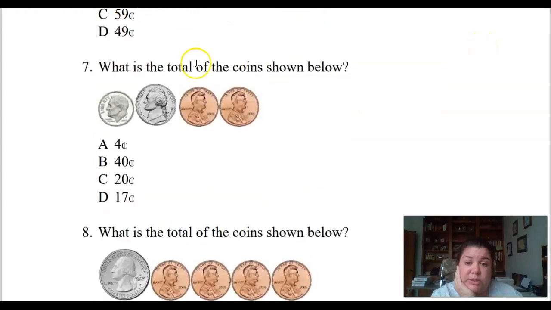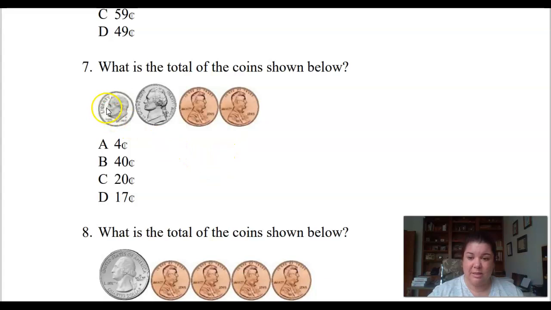Okay, what about this one? What is the total coins below? We have a dime, a nickel, and 2 pennies. Figure that out. Pause the video right now. Pause it. Don't just wait for me to give you the answer. You need to pause this and actually do the problems so that you can learn. So pause the video.